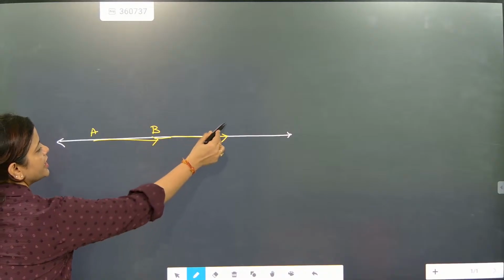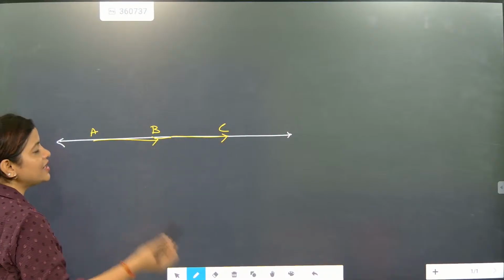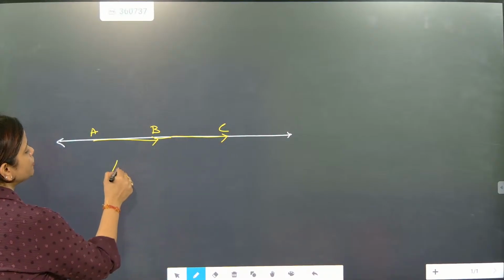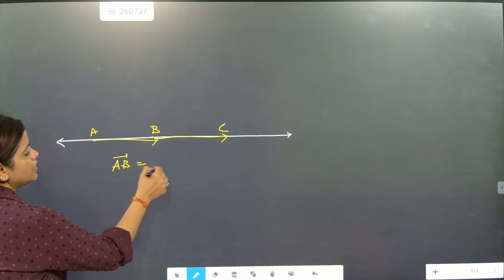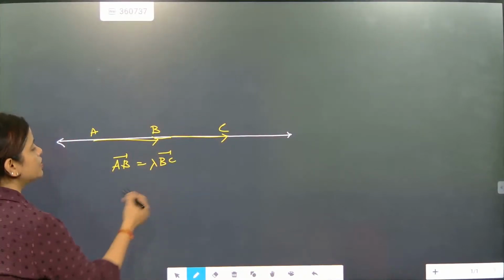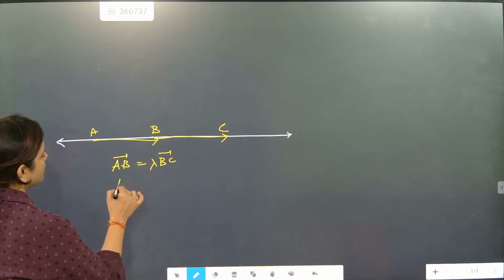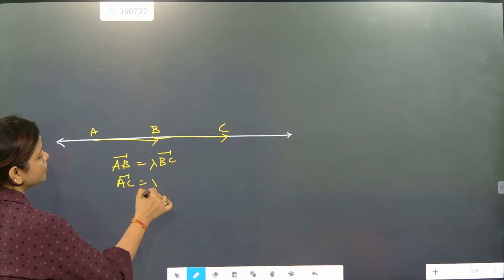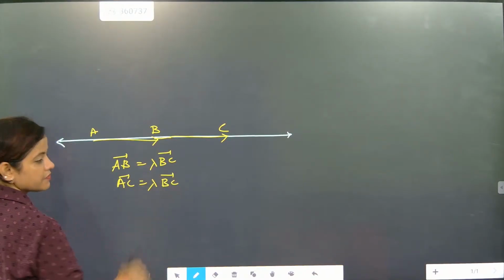Somebody told you that A, B and C have a common contact, then how to prove that they are collinear? In the case of collinear, AB vector is equal to lambda BC vector. Understood? So they are representing collinear. Or AC vector is equal to lambda BC vector.